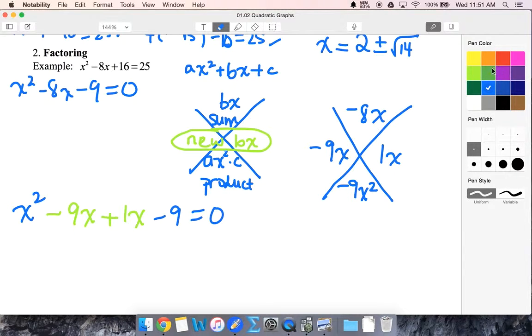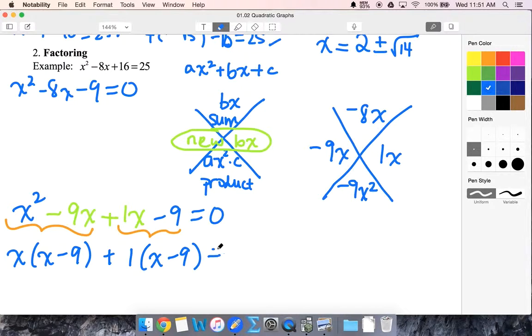And then I've got these really nice little groups. So looking at this group, looking at this group. In this group, I have a common factor of x, which leaves me with x times x minus 9, plus in this group, I see no common factors at all, but I know that 1 is always a common factor. And now, this will always, always, always happen if you factored correctly.